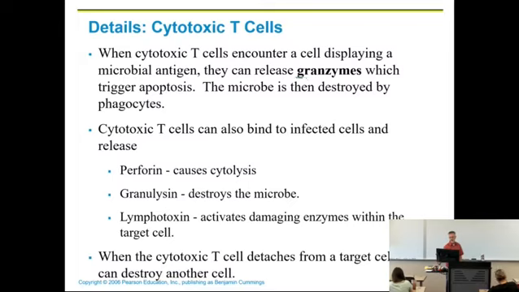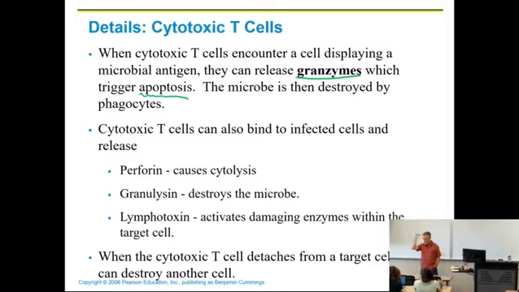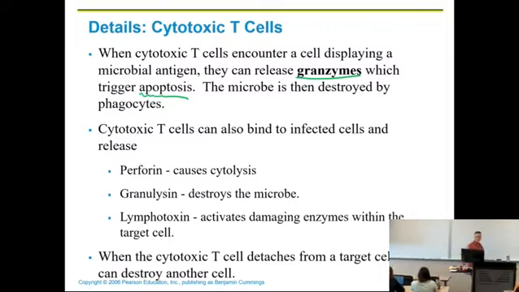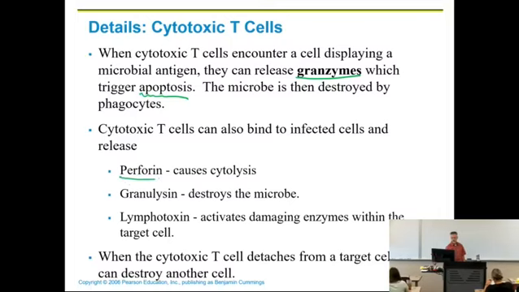So these are basically their weapons. We have things like granzymes. These are chemicals that they release that trigger apoptosis. Basically like a time bomb, throw it into that infected cell, and it tells that cell, you need to commit suicide. You need to kill yourself off because you're a goner, you're infected with this virus, and we don't want the virus to spread into other cells, okay?